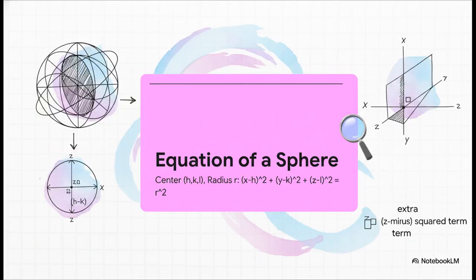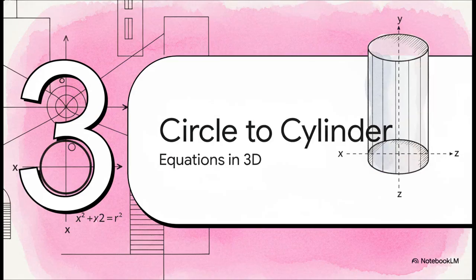And it's the same story for the equation of a sphere. This is just a direct promotion from the 2D equation of a circle. You've got your center at (h, k, l) and your radius r. The only new part is this little (z minus l) squared term. See? It's that simple.